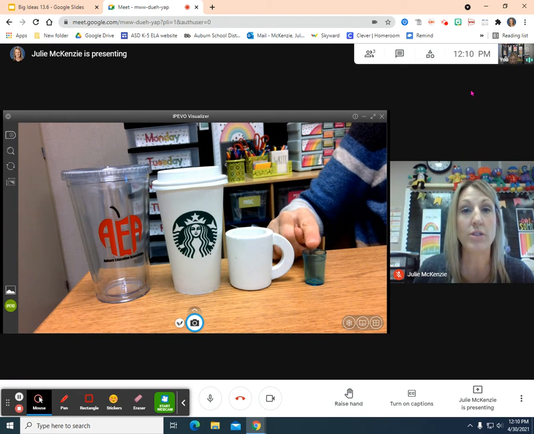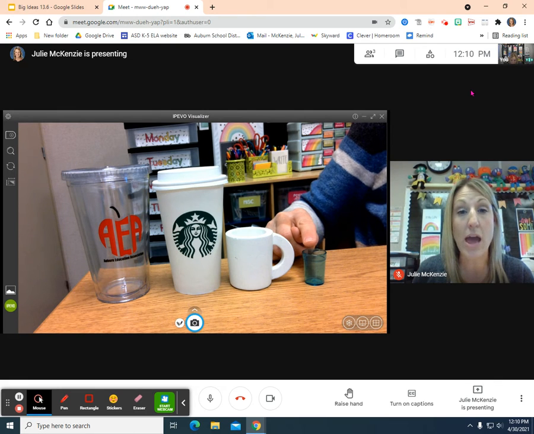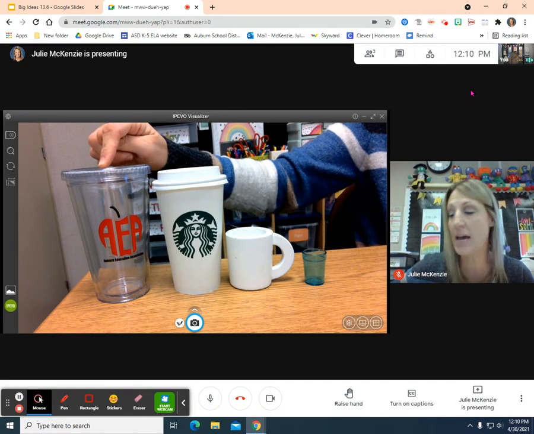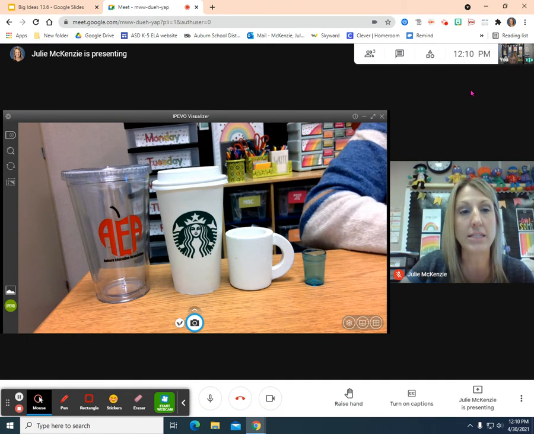This one can hold the least. When we are talking about capacity, we are thinking about how much an object can hold. This one has the biggest capacity. This one has the smallest capacity.